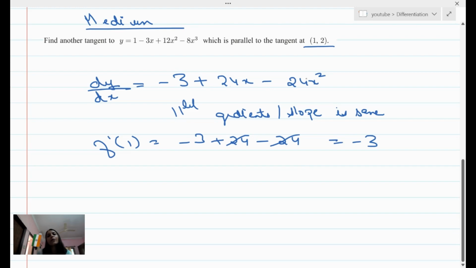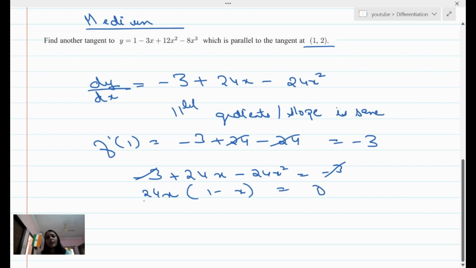what I can do is equate this and find out for what other value of x this function is going to have the same slope. So I'm just going to say minus 3 plus 24x minus 24x squared is equal to minus 3. Minus 3 and minus 3 can get cancelled. I can take 24x common. I would have 1 minus x is equal to 0. So either x is equal to 0 or x is equal to 1.